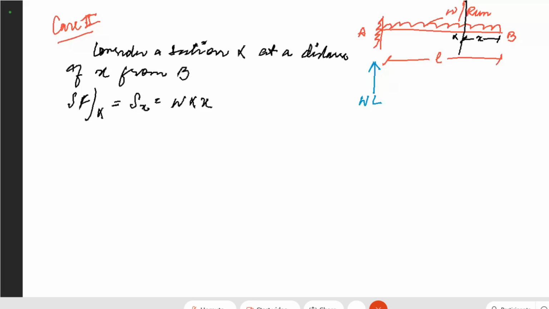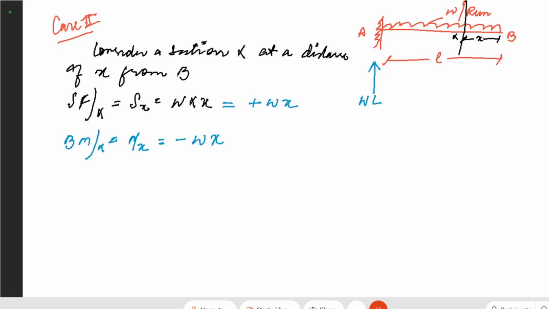Now here it will depend upon the distance. So here you have, but it will be again in positive direction. It is positive W into X now. Now we have to see what will be the bending moment. Bending moment again at point X, in order to see what will be the equation, it will be simply equal to minus W into X, that is the load.